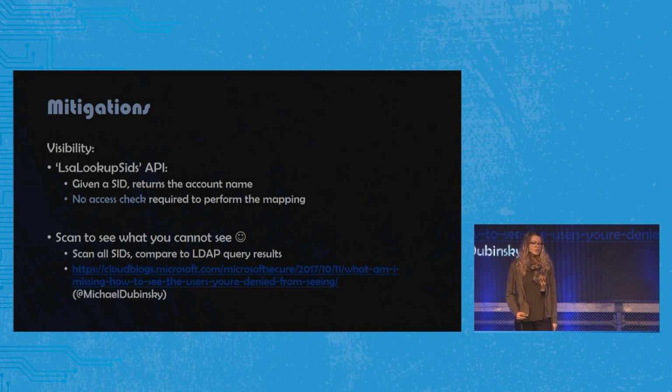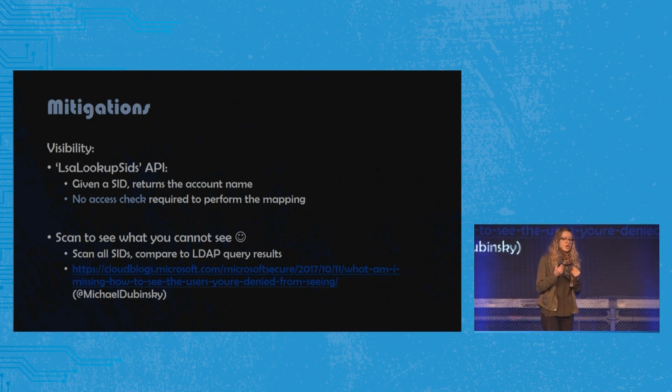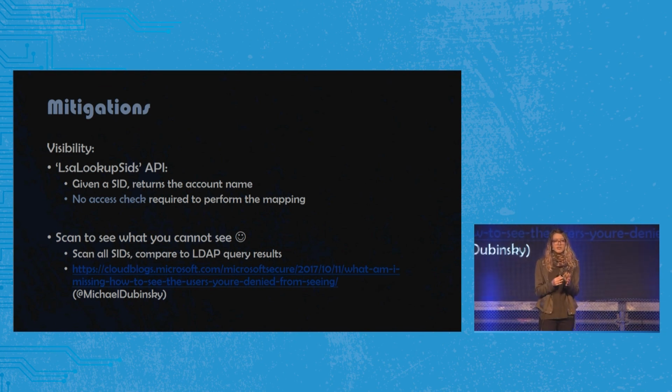Another way to detect those accounts is by using a Windows API called LsaLookupSids. It does the following: given a SID, it can return the corresponding account name in the environment. The good thing about this API is that there is no access check required to perform the mapping between the SID and the account name. So even if there's an account in Active Directory which I cannot see, theoretically, if I know the SID of that account, I can still perform an LsaLookupSids operation on that SID and get the corresponding account name, even though I'm not allowed to read the properties of that account.